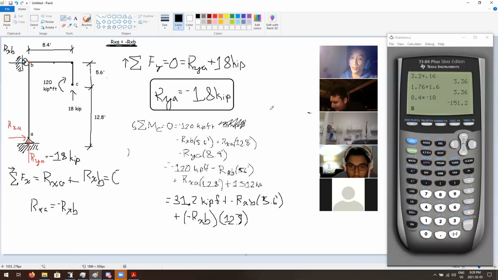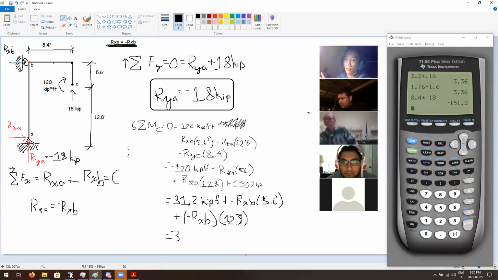Isn't that RXA? Why'd you put B? Oh, he replaced it. So you see RXA, we're gonna replace it with RXB. Oh wait, never mind. RXA equals negative RXB. I already wrote it on mine. You just wrote it differently. Because see here, we have RXB and RXA. We have two unknowns. We can't get anywhere with two unknowns in one equation.